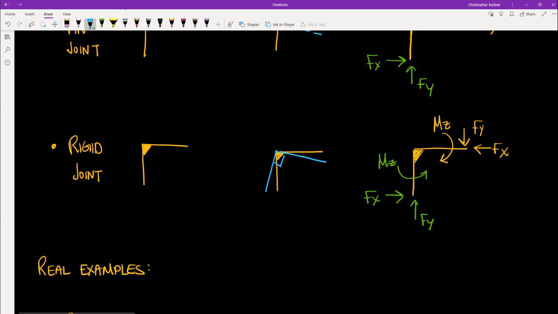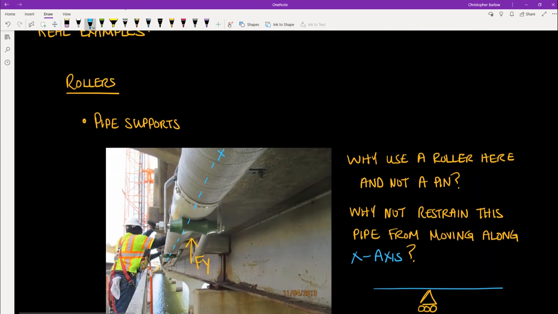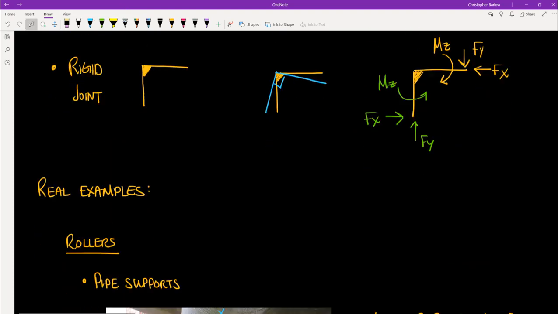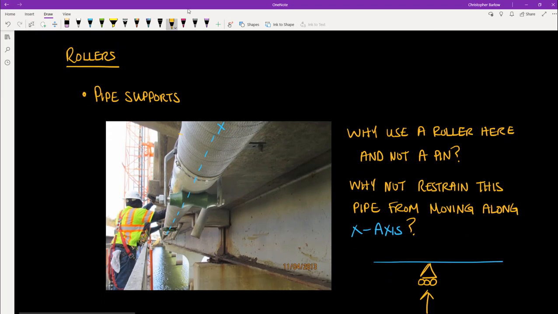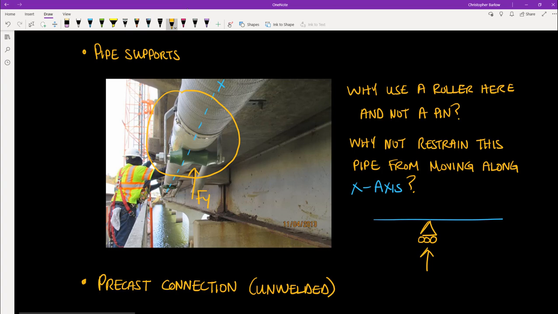Now let's take a look at some real-world examples of these different end conditions. And let's start with rollers. So this hanger here would be considered a roller. We are providing a vertical reaction to support the weight of this pipe. However, we are not providing any restraint in the x direction along the member. And so we would draw that like this, with this blue line representing the pipe.